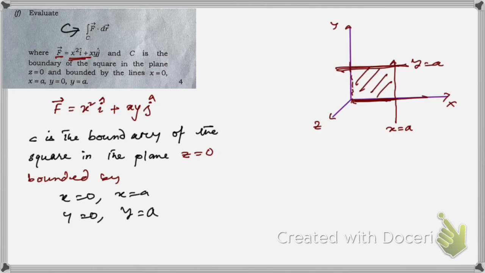So C is the boundary of this square, right? So hope you have understood this. Now how to evaluate the closed integral of F dot dr? We are going to use the Stokes theorem. Let me go to the next slide.